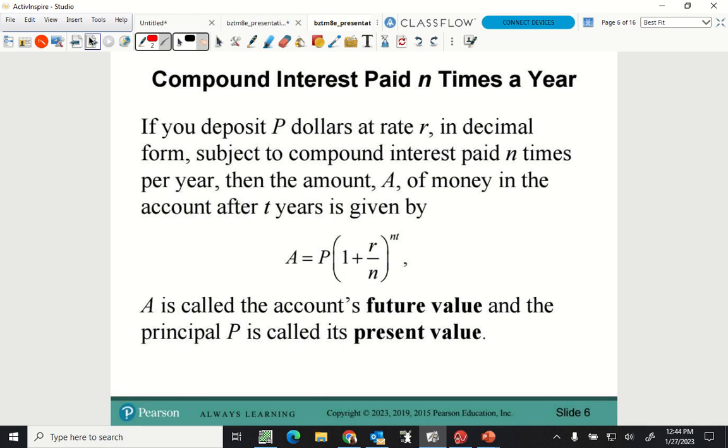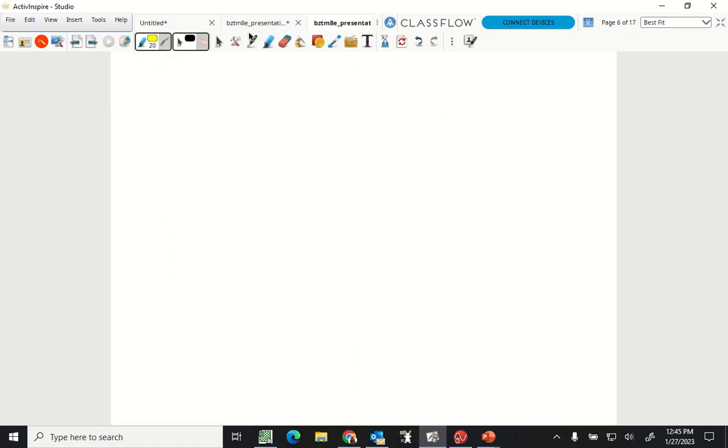If you deposit P dollars at a rate of R in decimal form, subject to compound interest paid N times per year, then the amount A of money in the account after T years is given by this formula here. A is called the account's future value, and P is the principal. Now, this is actually the same thing, but now it has N. So that's how many times it's going to be computed. Off to the side, you guys are writing this out.